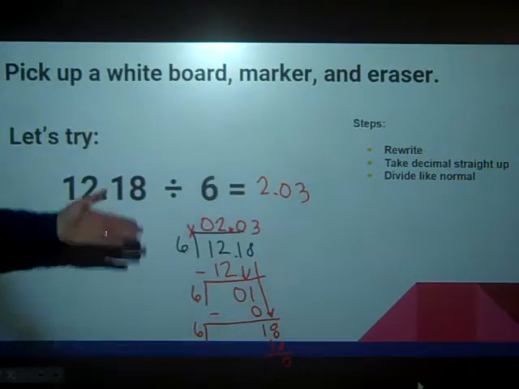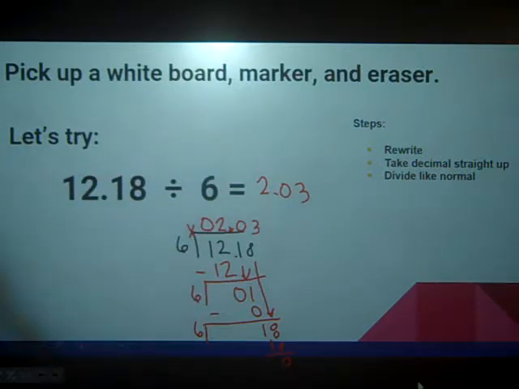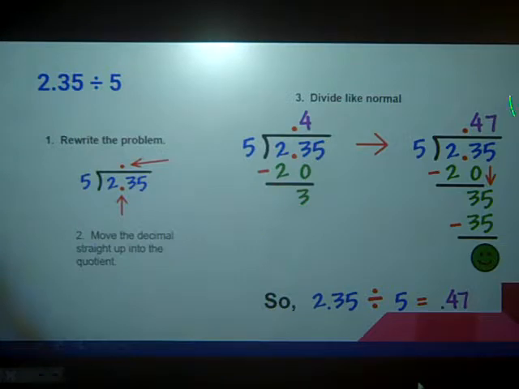Anything unique about this? No. So in my focus notes, I might say in the note side, nothing different about division of decimals except raising the decimal up. In matter of fact, in your notes, you might want to write these 3 quick steps. Rewrite the problem, move the decimal straight up into the quotient, and divide like normal, because that's all we're really doing, right? We're not doing anything different with division.